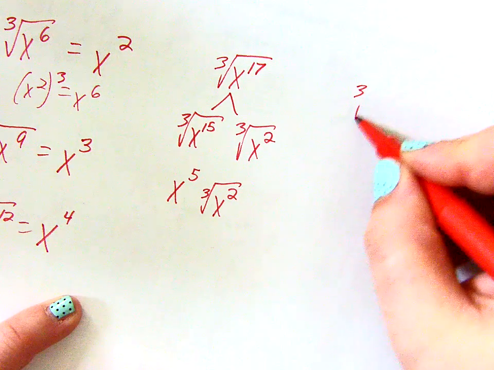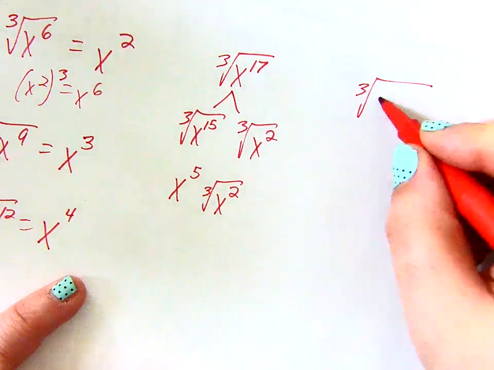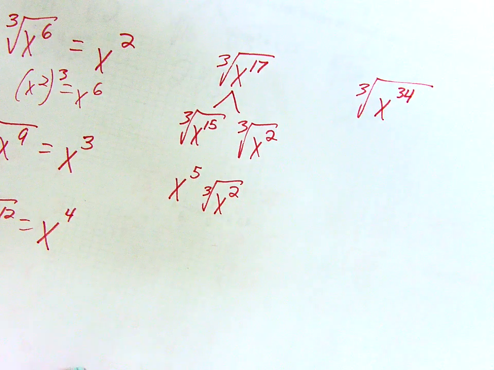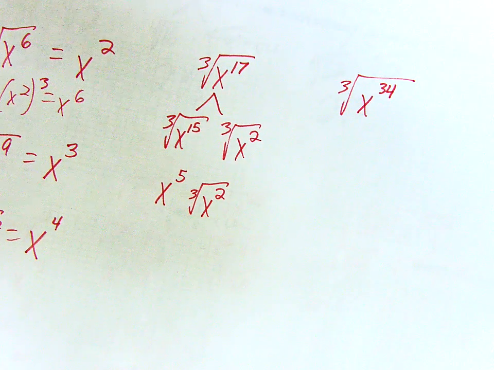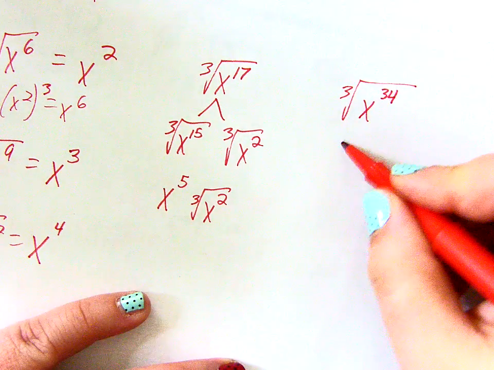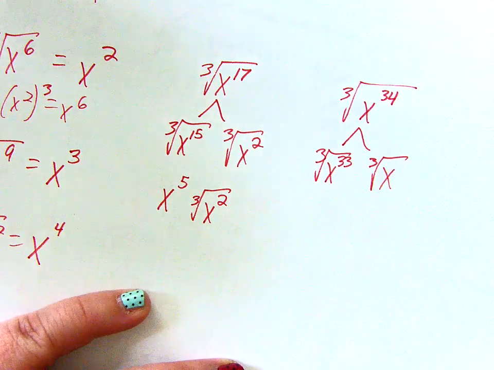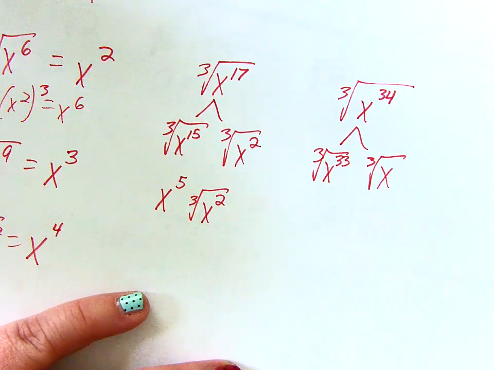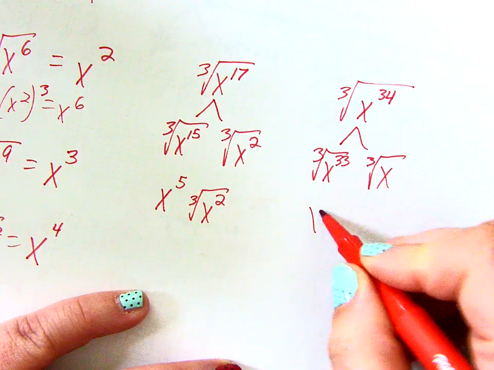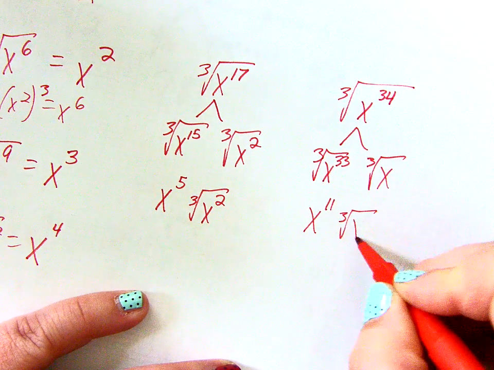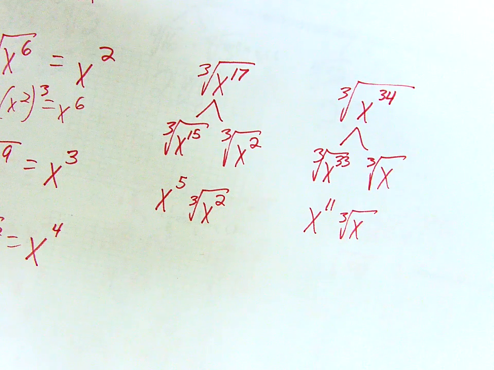So let's try cube root of, how about x to the 34th? Well, 34 doesn't divide by 3 evenly. So I'm just going to keep going down until I hit a multiple of 3. So go down 1, 33. Is that a multiple of 3? Yeah, so this time I only have to go down once. The cube root of x to the 33rd is x to the 11th. And then that's just going to stay as it is. Does that make sense?